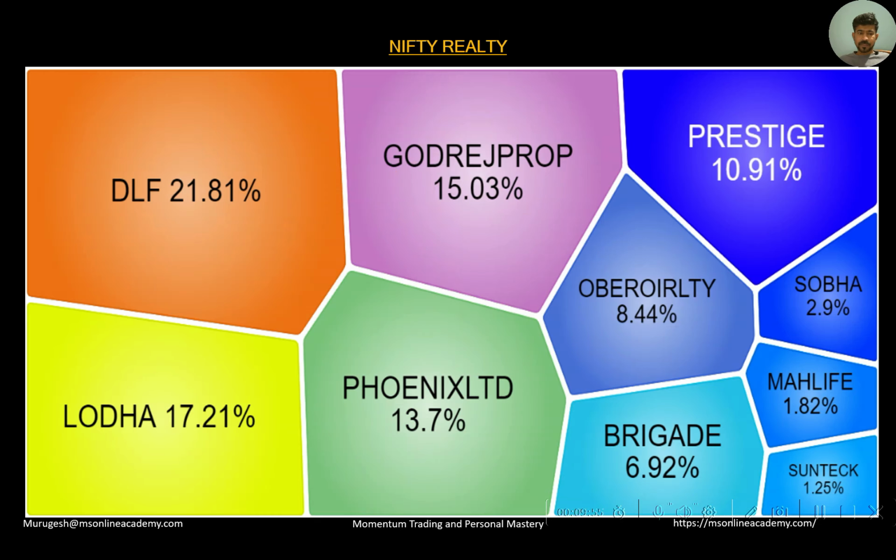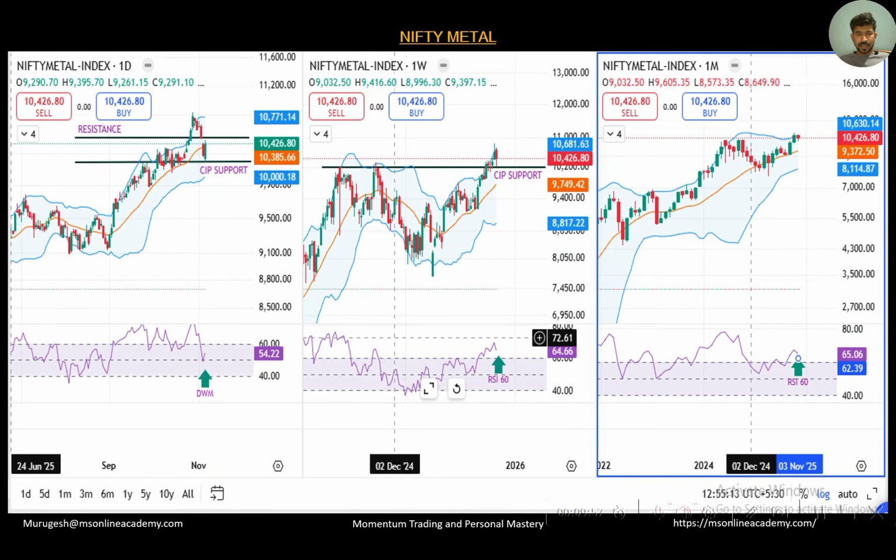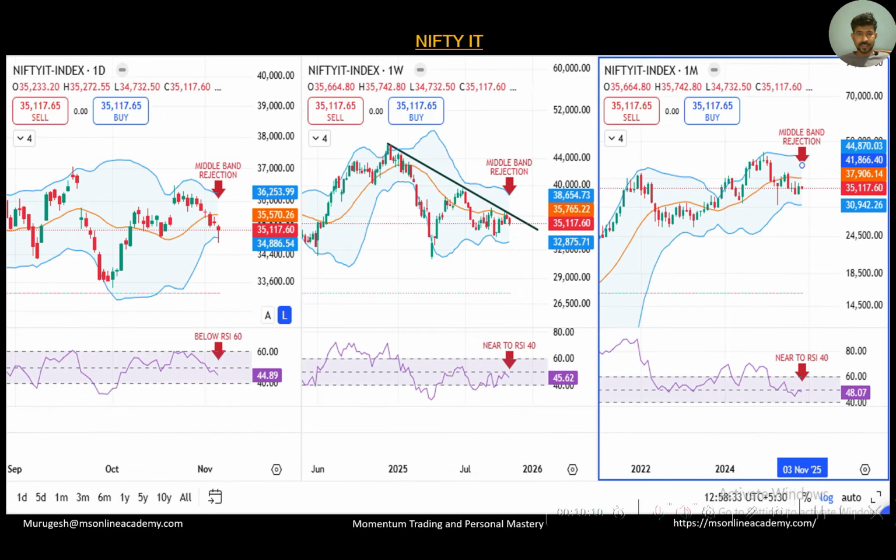Realty, sideways. Metal has crossed resistance, and now it is taking a SIP kind of thing. So we have to track the top stocks of the metal sector. So we have the metal sector, auto sector, PSU bank and finance.